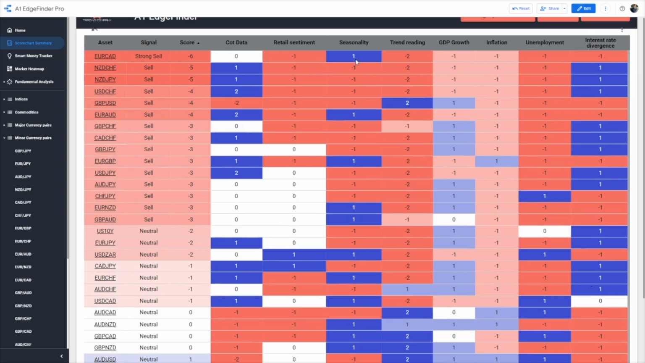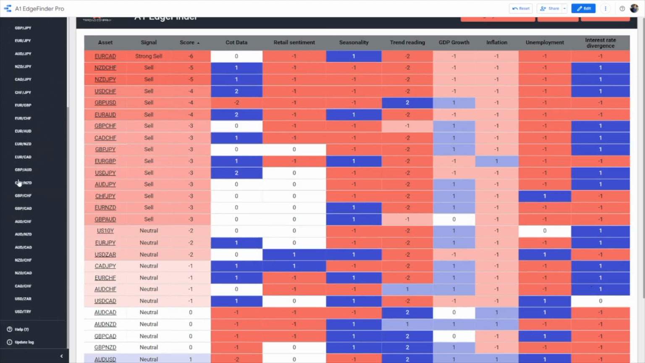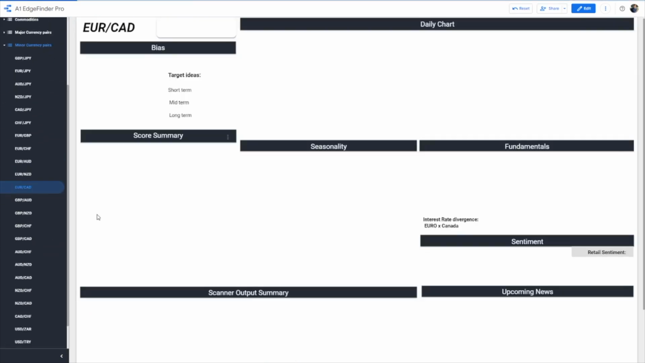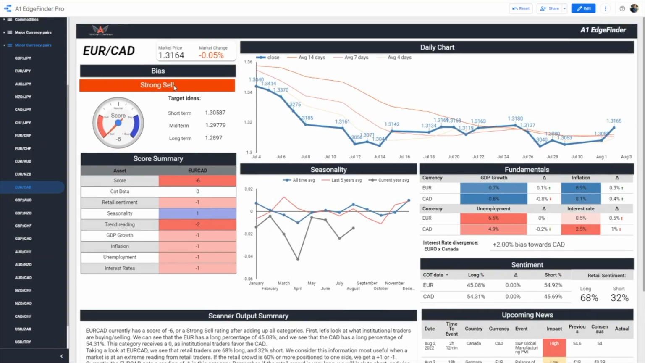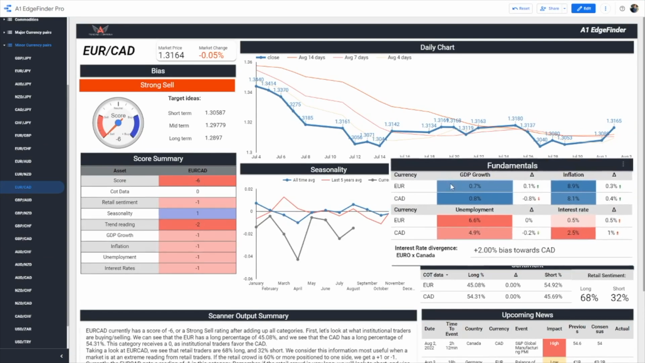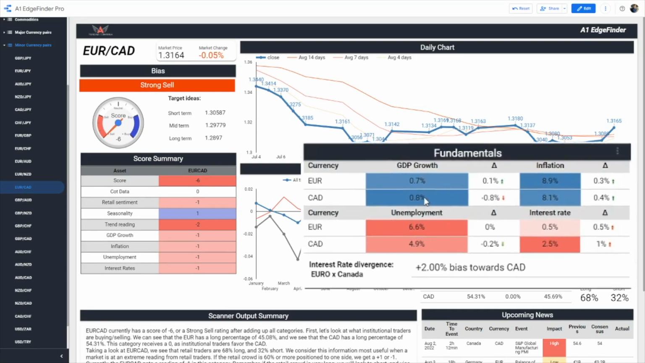In fact, now that we have an idea of this showing up as a strong sell, we can narrow in and take a look at EuroCAD specifically. If I pull up the EuroCAD chart here, you can see it's getting a strong sell. It has some target ideas in mind, and here's a breakdown of each one of the categories. We have GDP growth, for example, which favors Canada.